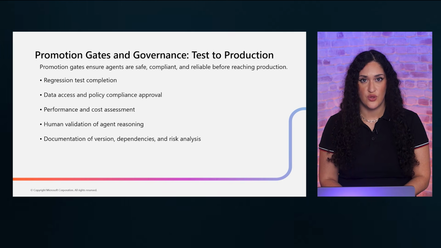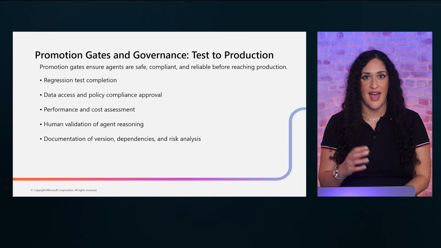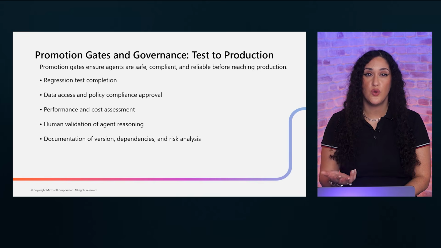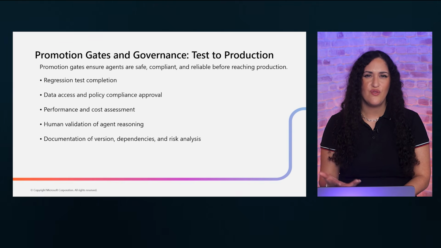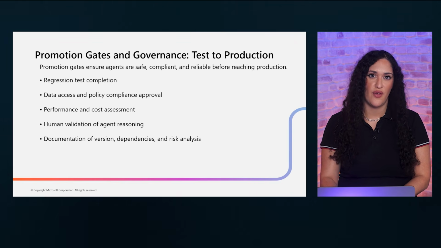Human validation of agent reasoning is especially important. Automated tests catch many issues, but a human reviewer can spot subtle problems in how the agent reasons through complex scenarios. Don't skip this step even when you are under pressure to ship faster.